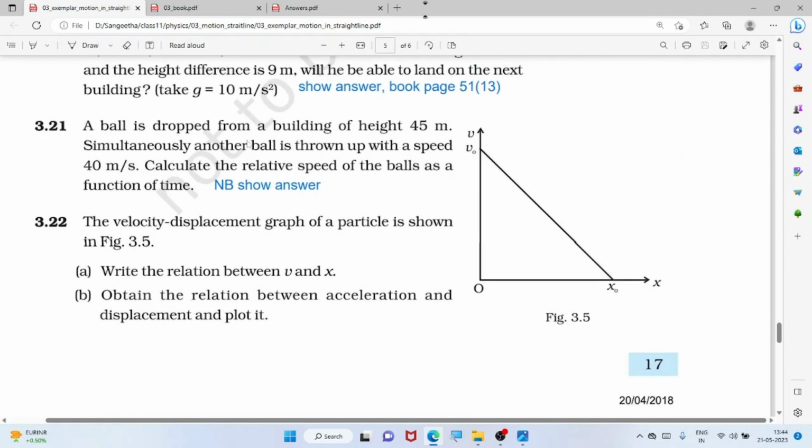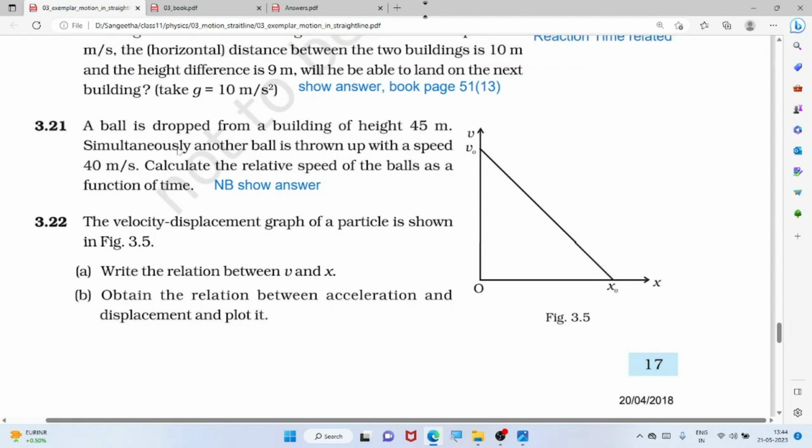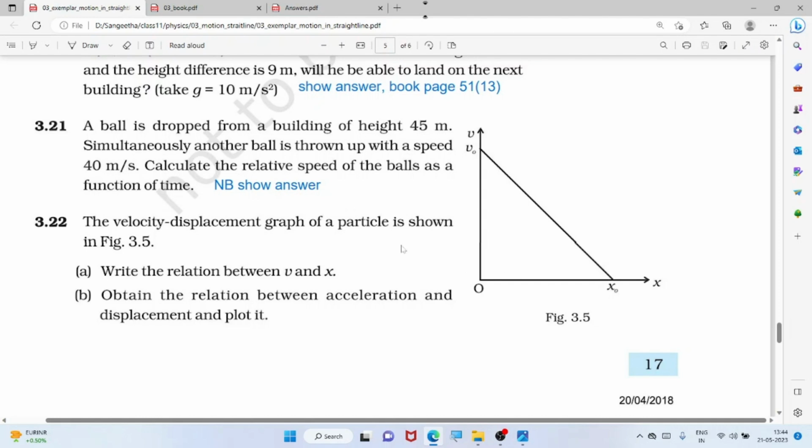A ball is dropped from a building of height 45 meters. Simultaneously, another ball is thrown. Calculate the relative speed of the balls as a function of time. Okay, so you have to use those kinematic equations.